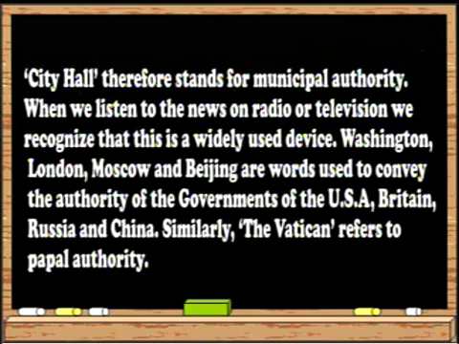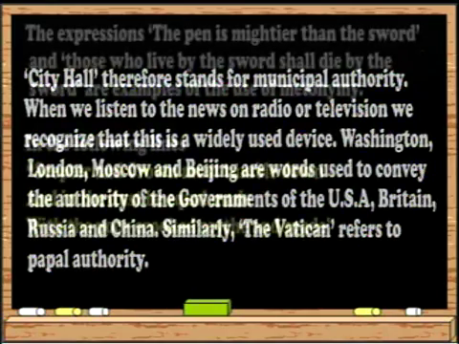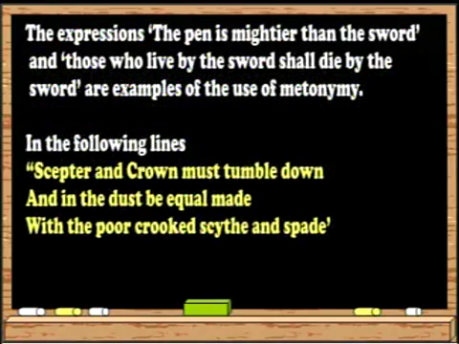When we listen to the news on radio or television, we recognize that this is a widely used device. Washington, London, Moscow, and Beijing are words used to convey the authority of the governments of the USA, Britain, Russia, and China. Similarly, the Vatican refers to papal authority. The expressions, the pen is mightier than the sword, and those who live by the sword shall die by the sword, are all examples of the use of metonymy.